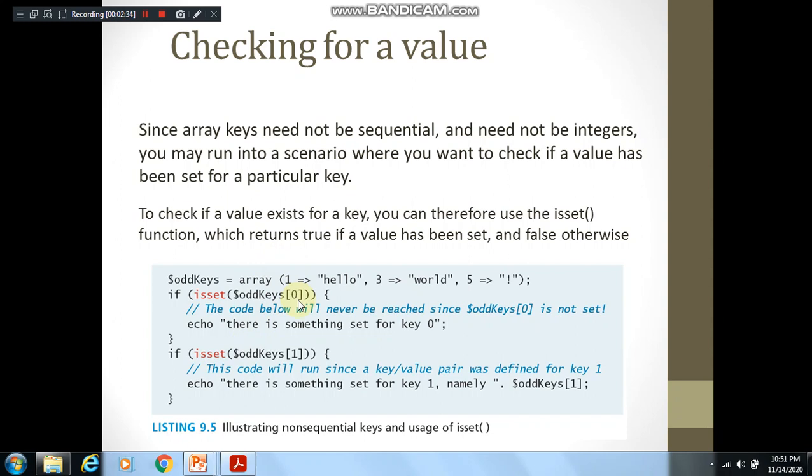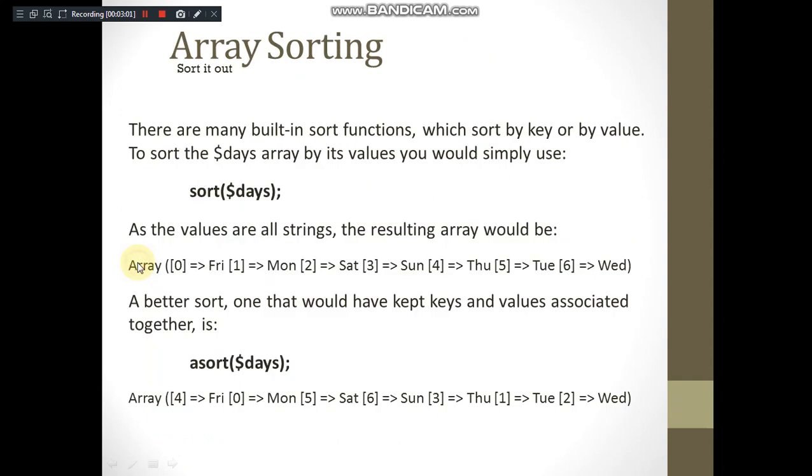In this case it is not going into the if condition, and then it goes to the second if and checks whether at the first location anything is present. Then it displays that there is something set for key 1, and it can also display the value stored at that location by using $oddkey of 1. This is how we can check whether a key with a particular value exists or is set or not, by using the isset function.